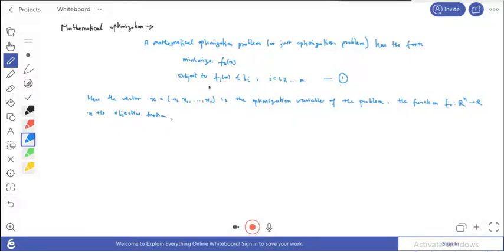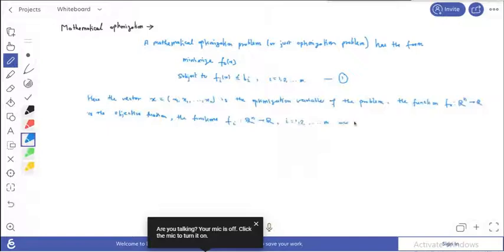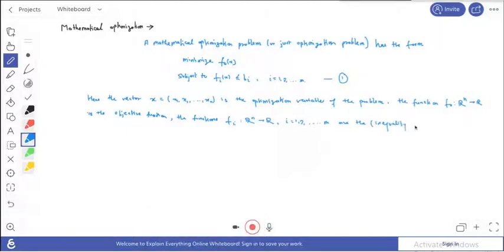The rest of the functions are fi. These functions fi are also from R^n into R, and f1, f2 up to fm are the inequality constraints. Okay, so these are what you call the inequality constraints.